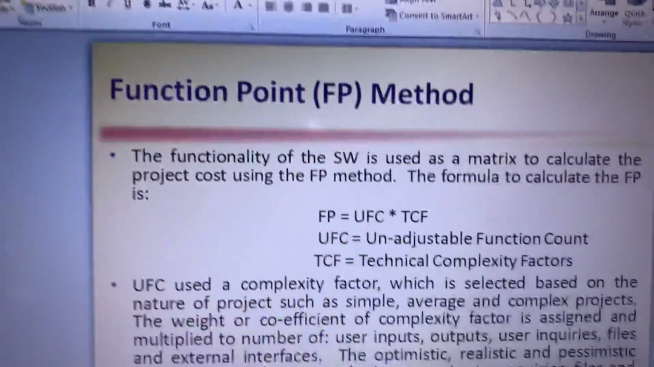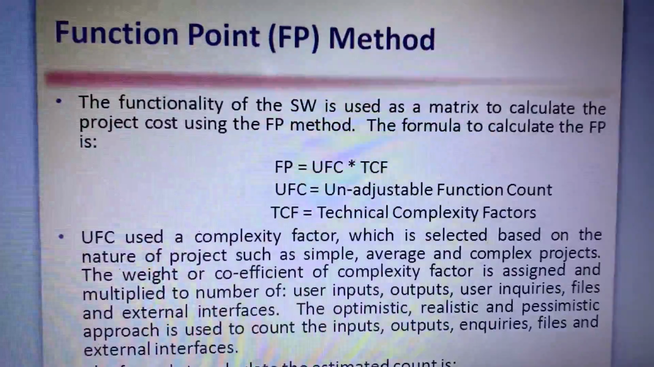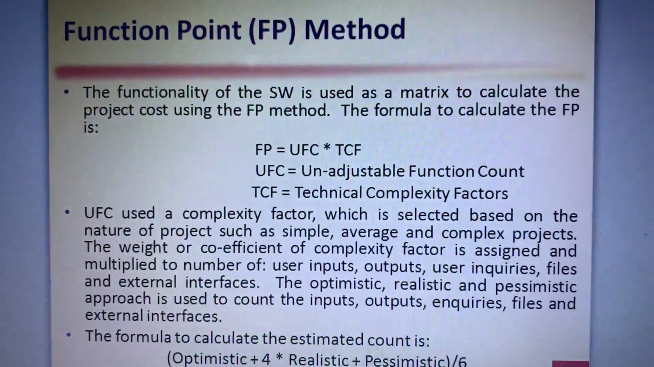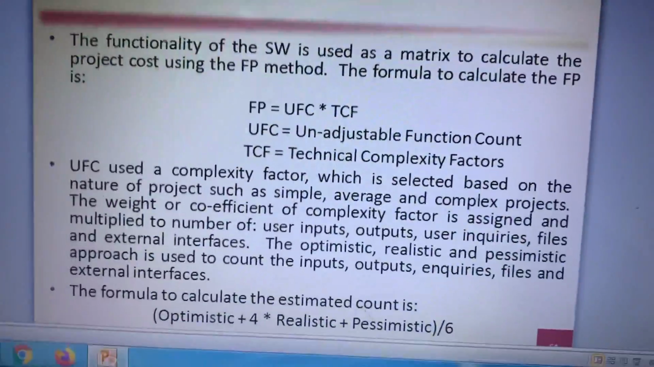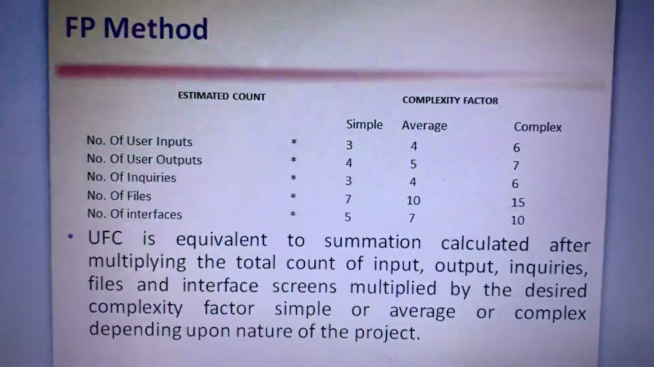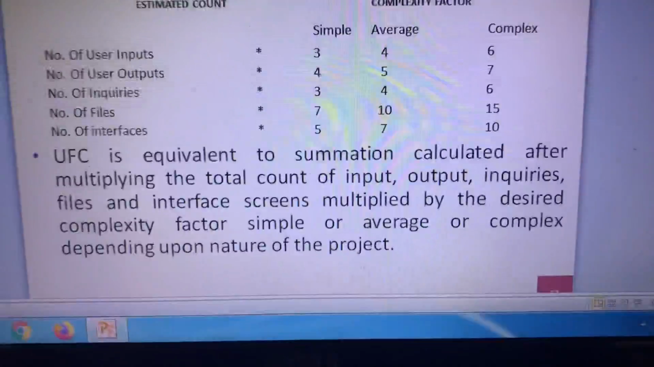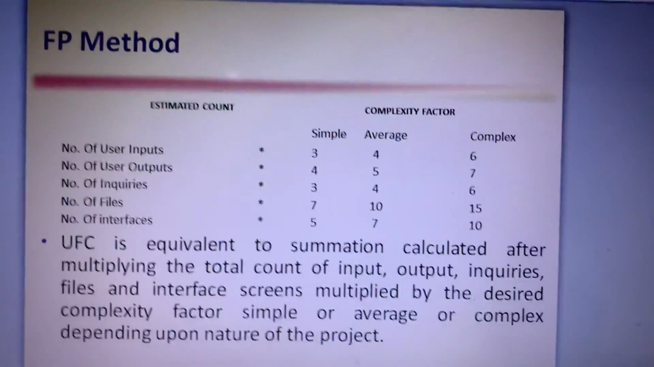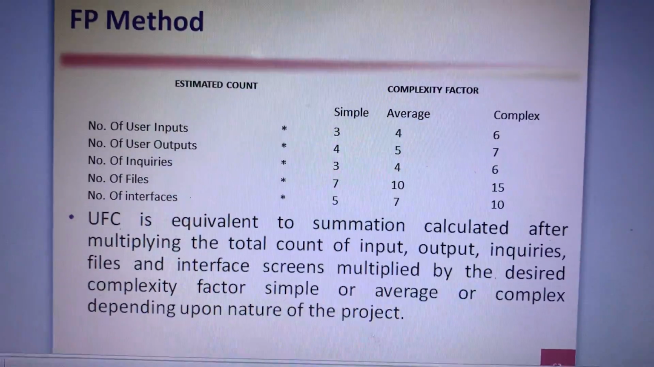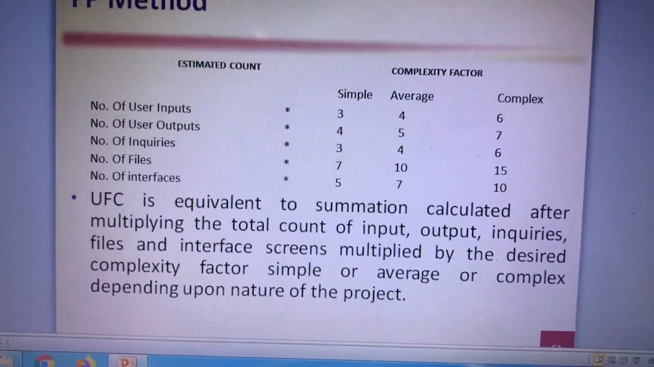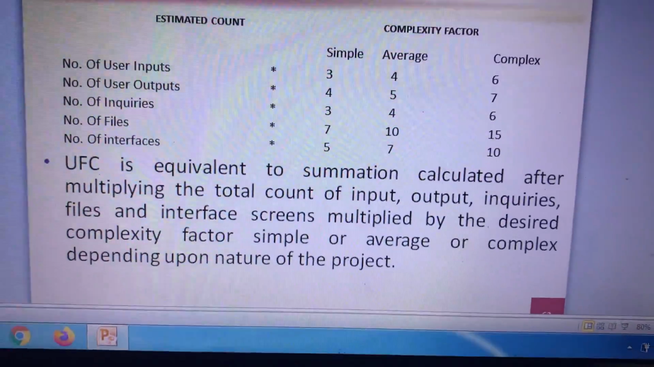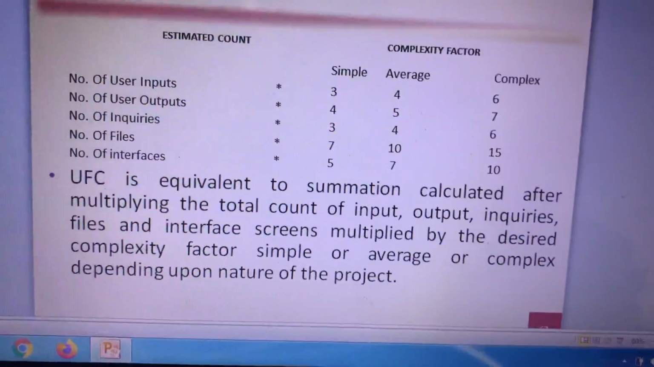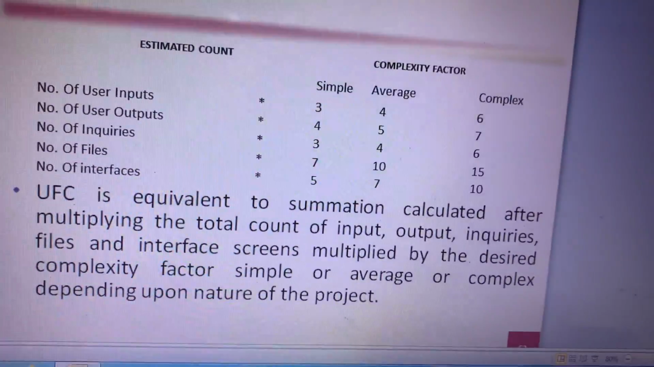And this is the function point method, where we have UFC multiplied by TCF. UFC is the unadjusted function count, and TCF is the technical complexity factor. So we have the number of inputs, outputs, inquiries, files, interfaces, and we have optimistic, realistic, pessimistic, and we calculate the EC, estimated count, multiplied by the complexity factor. These are the constants provided by the function point technique.